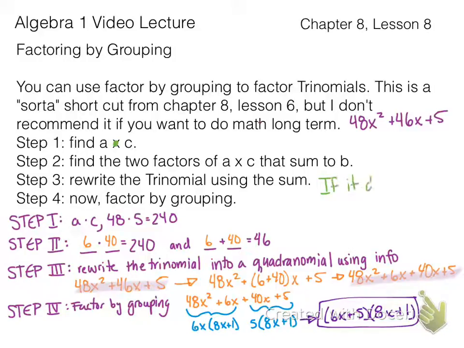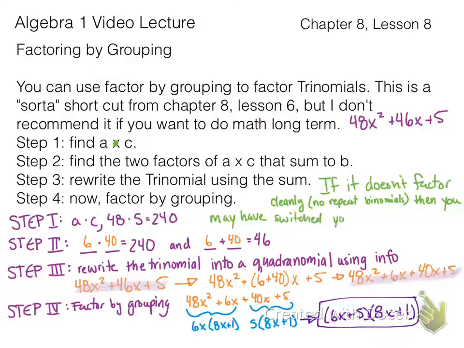All right, the other thing is just a repeat of what I just said. If you get to step 4 and you don't have the repeat binomial, that means you may have switched the center two terms and you need to switch them the other way. So these right here, these two, if you don't get the double binomial, that means you need to switch these, okay?